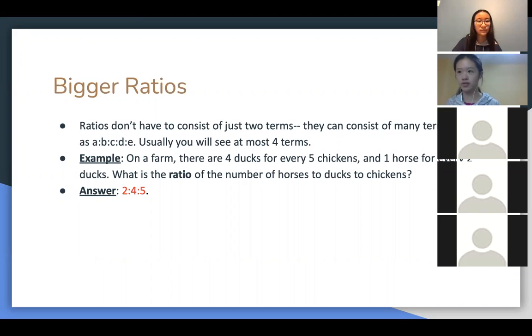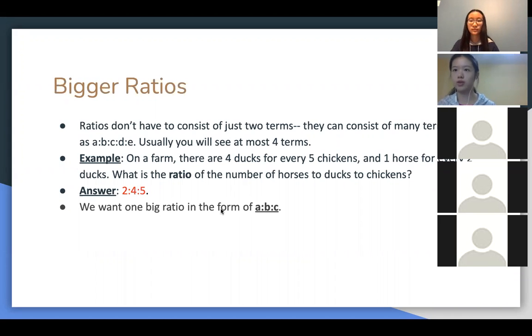So yeah, good job, Sambi. The answer is 2 to 4 to 5. And here's how you would go about solving this problem. First, as I said, we're looking for one big ratio in the form of a colon b colon c, where a, b, and c can be any number, but they have to be integers.